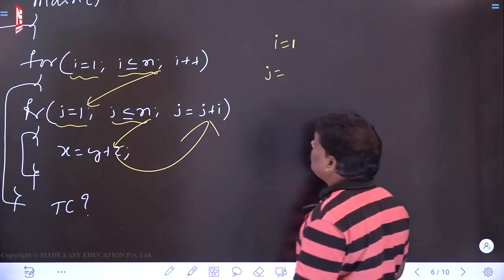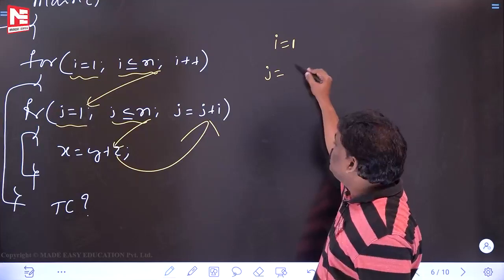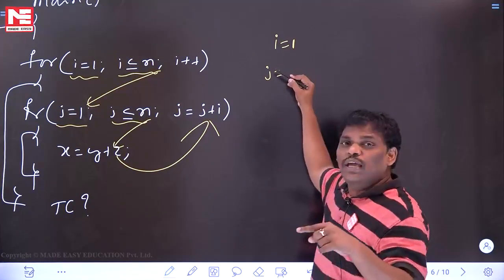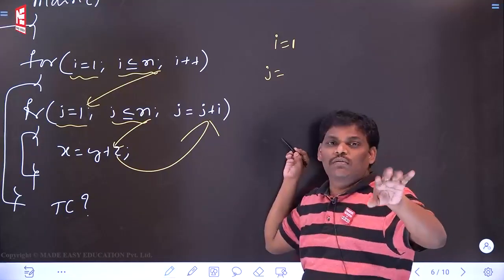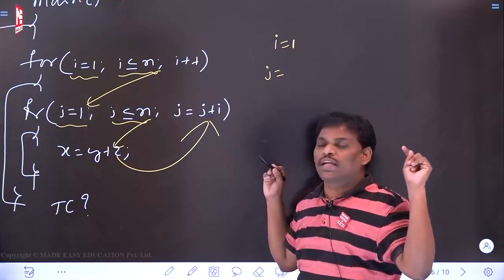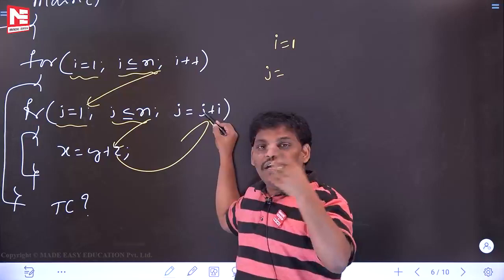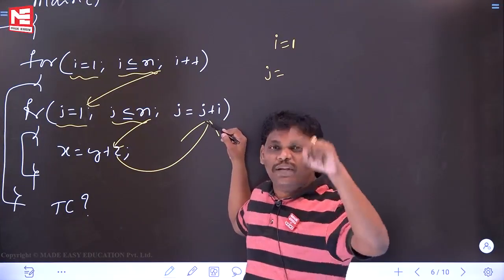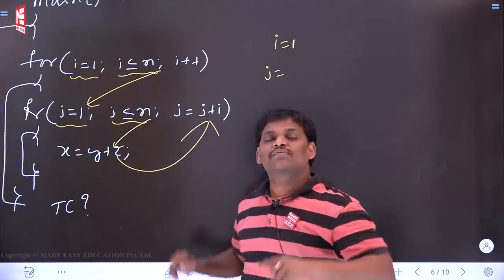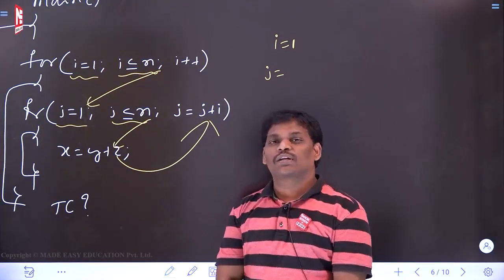For each i value the j loop is going on, it's okay, but j is going on how many times? What is the answer? I am asking how many times j is going. j is not always incrementing by plus 1, right? You only say if j is always incrementing by plus 1, then what is the answer?